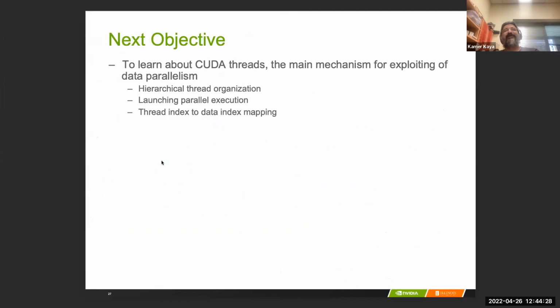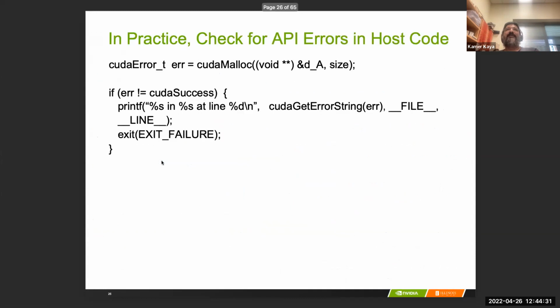So let me skip this one. I will come to that. Okay, there is no kernel execution. So GPUs are silent devices. They don't complain too much. Tomorrow you will see advanced debugging and profiling. But at least you can do this: you can take the return value of cudaMalloc, for instance, with the type cudaError_t, and check if it is cudaSuccess. If everything goes well, you will see that this is cudaSuccess.